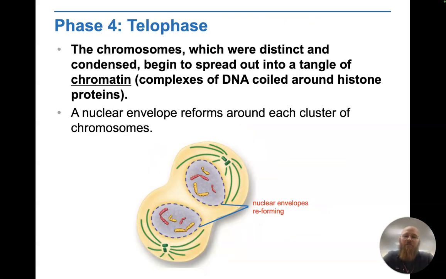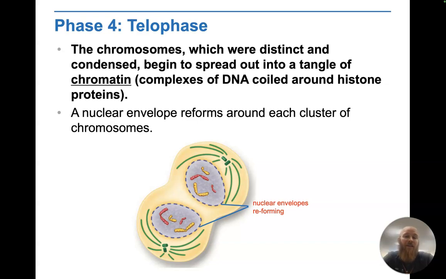And the final phase of mitosis, we've got telophase. This is where the chromosomes, which were originally distinct and condensed, are now going to spread out into a tangle that we call chromatin. Chromatin is just a fancy term for when we have DNA coiled around those histone proteins.